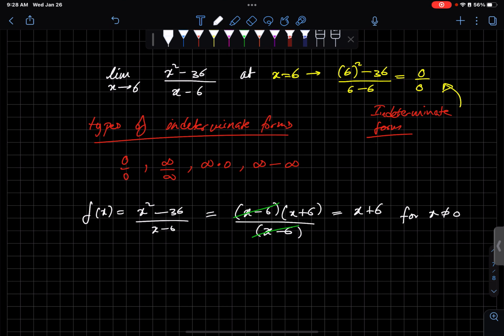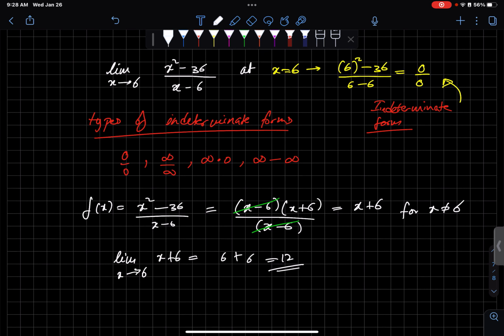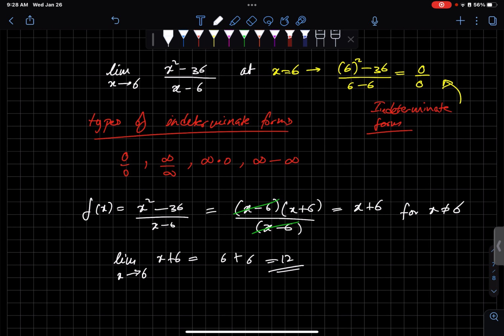for x not equal to 6, right? And now we can simply just evaluate the limit as x approaches 6 of x plus 6, which is 6 plus 6, which is 12, right? And that is the answer. Okay? All right.